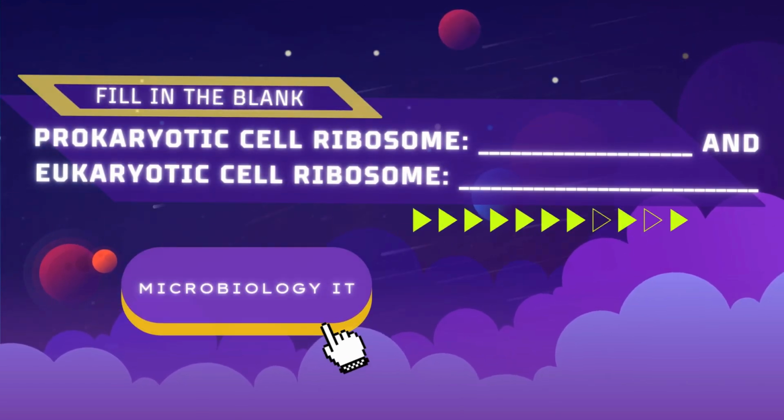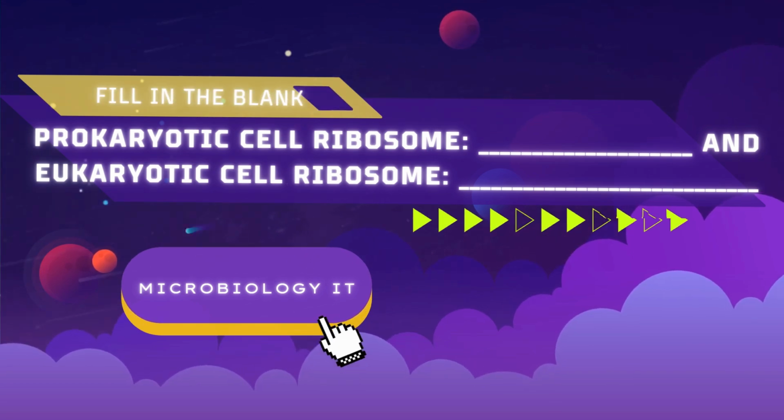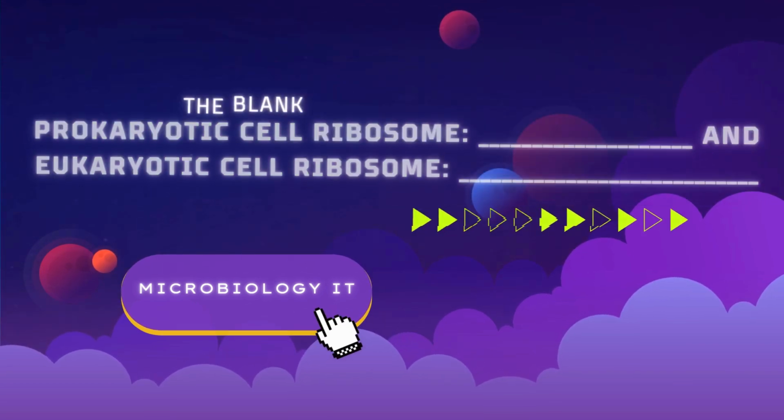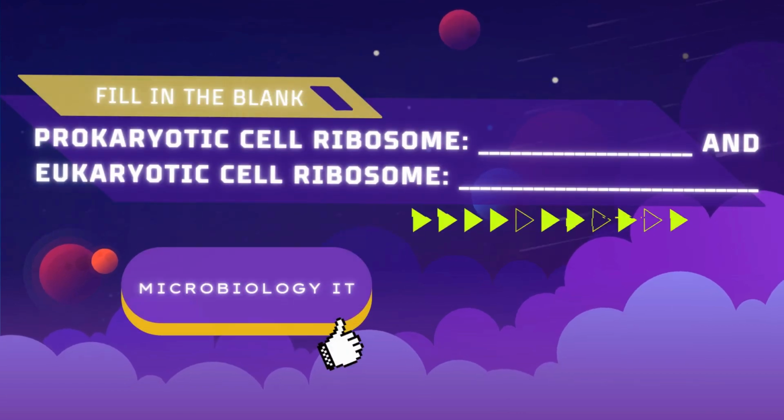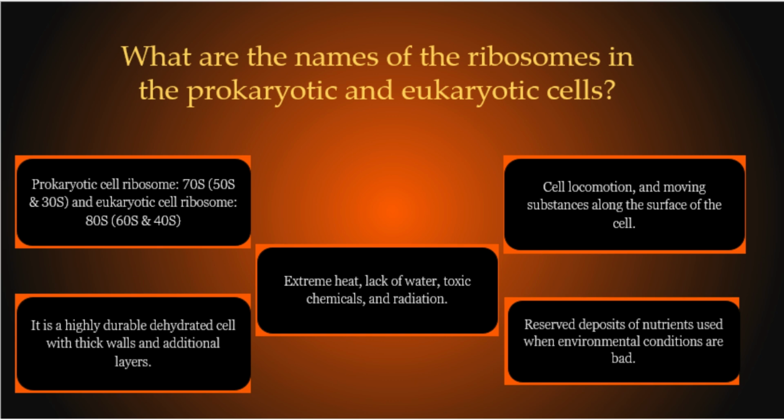Fill in the blank. Prokaryotic cells, ribosomes, blank, and eukaryotic cells, ribosomes, blank. Here's another interactive slide. Question number 3. What are the names of the ribosomes in the prokaryotic and eukaryotic cells? It is your job to click on the correct answer.